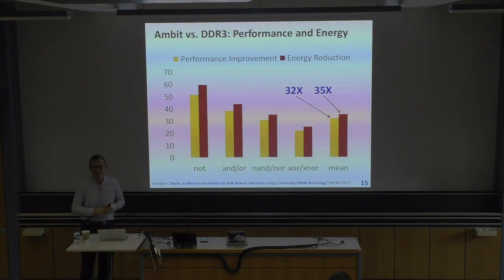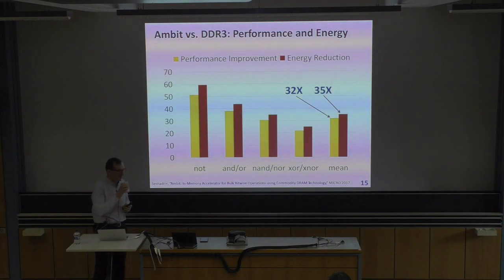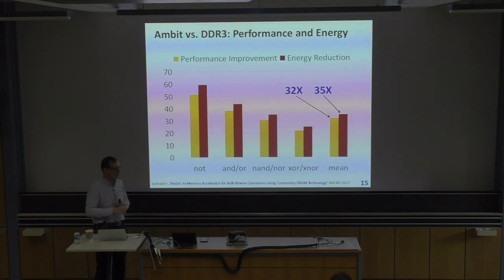What else? Yes? Some matrix operations for machine learning, potentially. Okay, yeah, I agree. Again, you may need to rethink the application a little bit. Because now you have AND or NOT, and you really need to map everything to AND or NOT, right? It could be, yeah. I agree. And there are papers that were written, actually, building on this one.